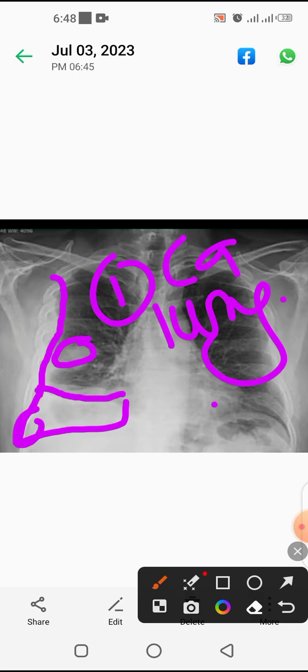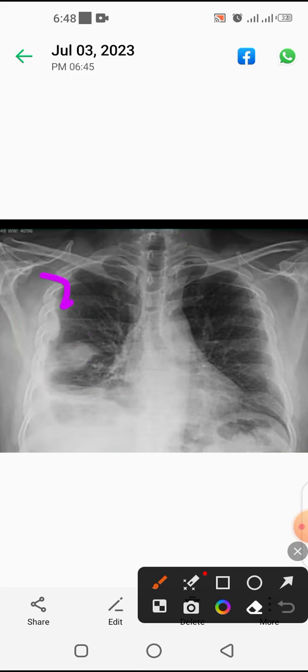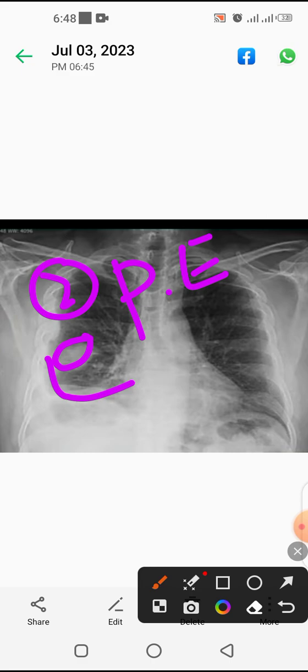The second differential here would be pulmonary embolism. Yes, pulmonary embolism. You are having this opacity with effusion because X-ray is a two-dimensional view of three-dimensional structures. So maybe this is an infarction. You can say this is a Hampton's hump in the posterior of the chest that looks like lying in between or lying anterior of the chest on the chest X-ray.